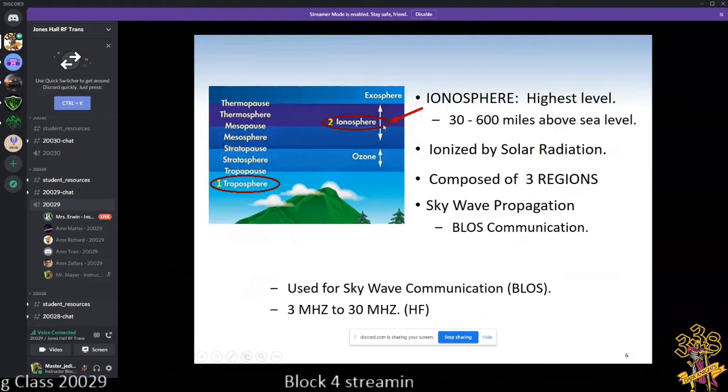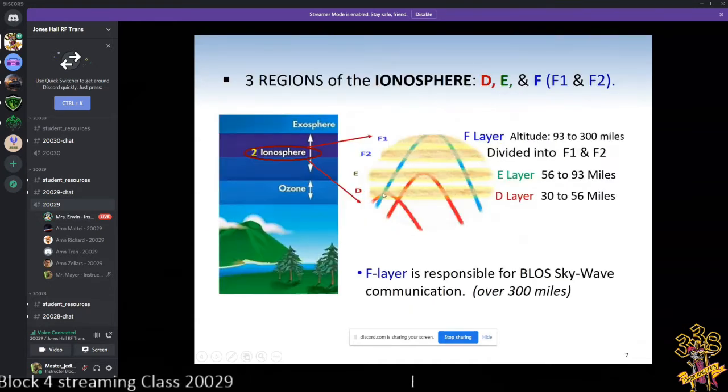The ionosphere is the one we use for HF. It's about 30 to 600 miles above sea level. It's called the ionosphere because it's ionized by solar radiation. It's actually got layers within the ionosphere layer. It's got three basic layers. You have your D layer, which is the lowest and densest layer. And above that, you have the E layer. And above that, the F layer.